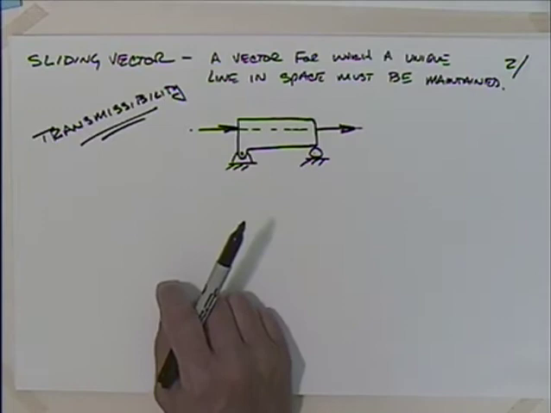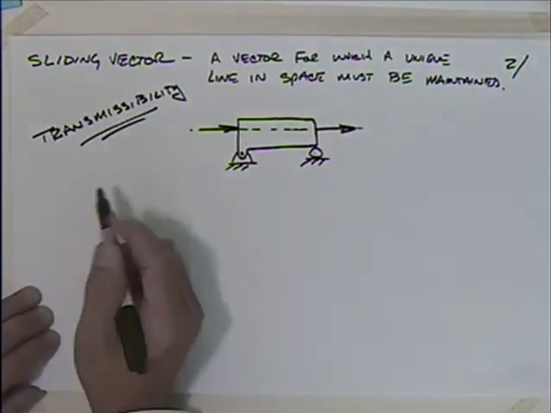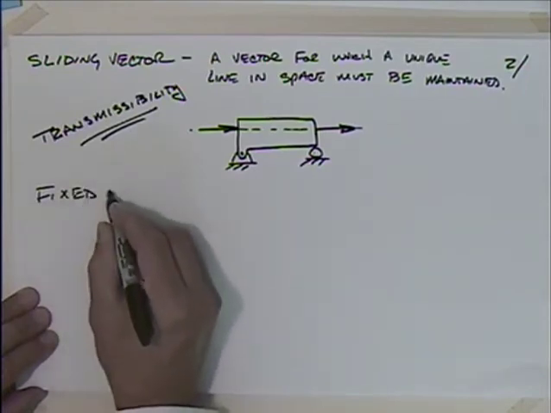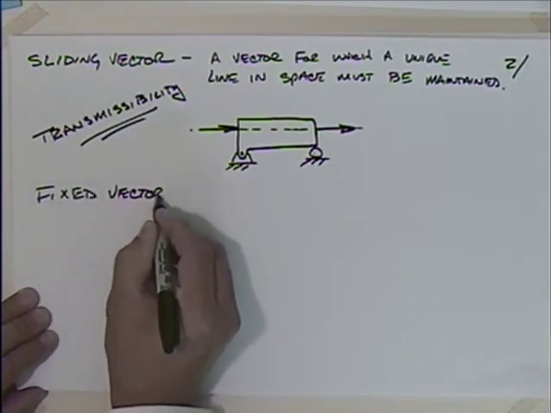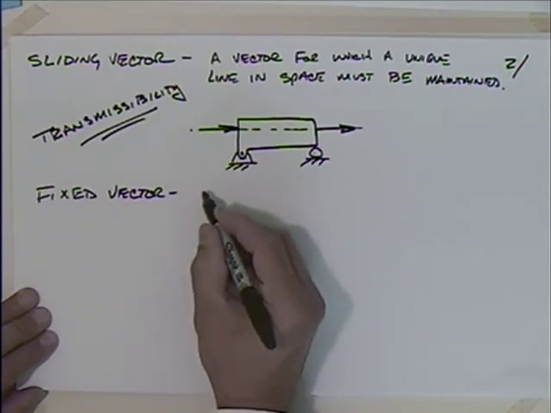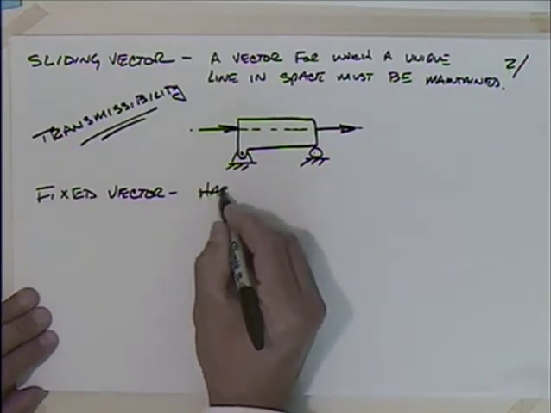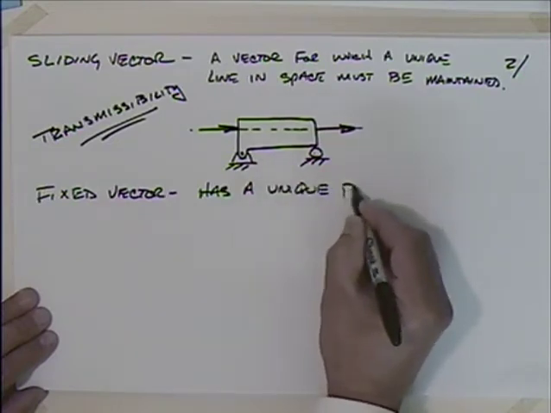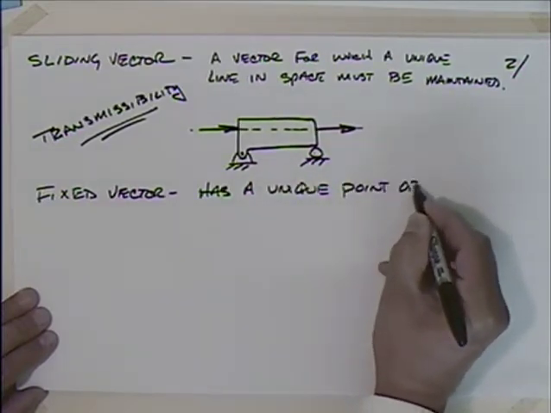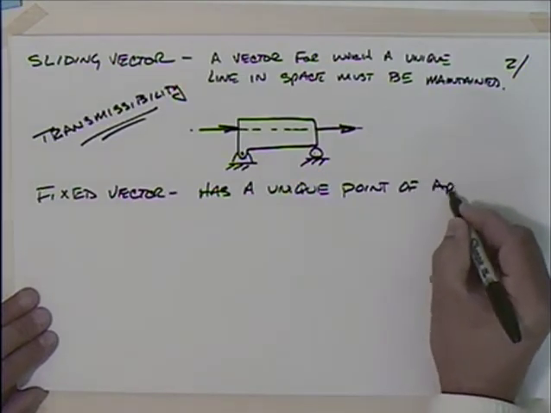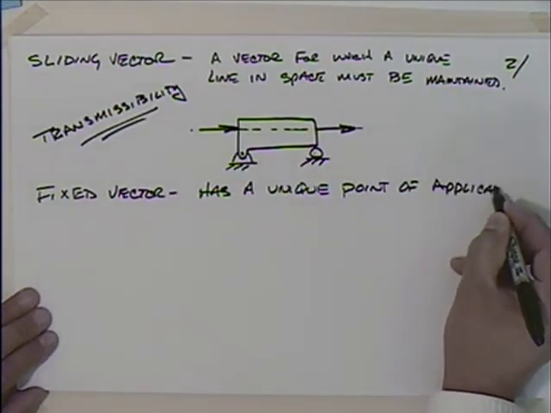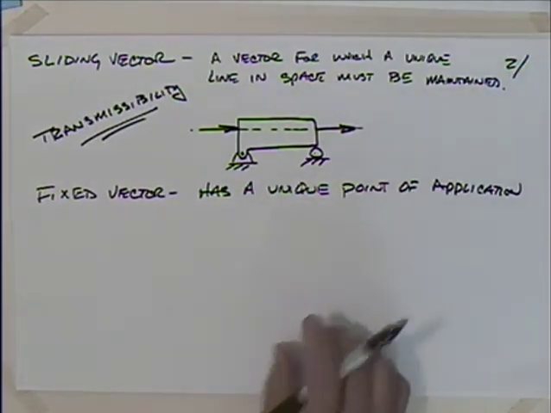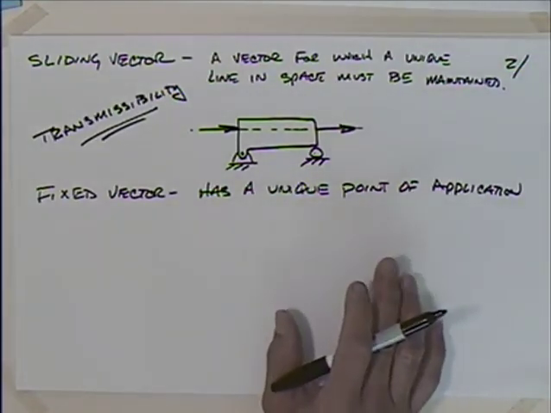The last vector type, and the most restrictive, is a fixed vector, which has a unique point of application. So those are the three vectors: the free, the sliding, and the fixed.